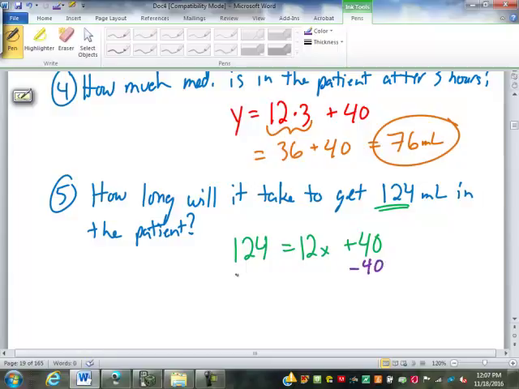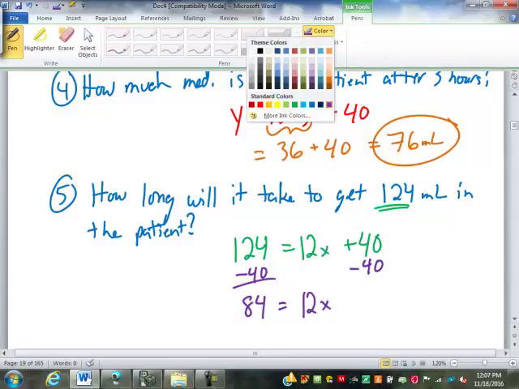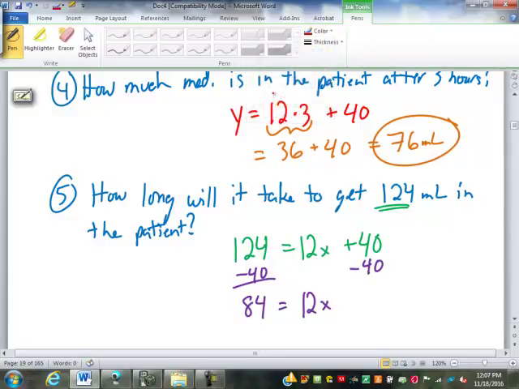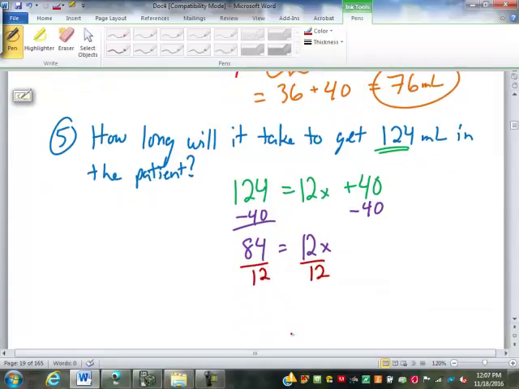So subtract 40. 84 equals 12X. And divide by 12. So 7 equals X. So at 7 hours, there would be 124 milliliters in the patient. Any questions?